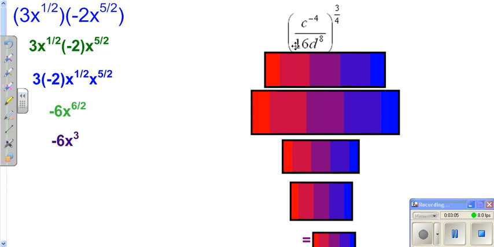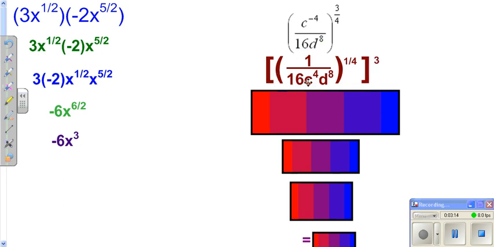When you're working out this one here, you need to take the fourth root and then you need to cube it, or you need to cube it and then take the fourth root. Either one doesn't make a difference. I'm going to choose to take the fourth root. The fourth root is really the 1/4 power. It's still raised to the third power.